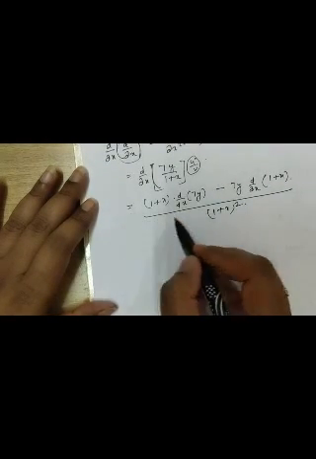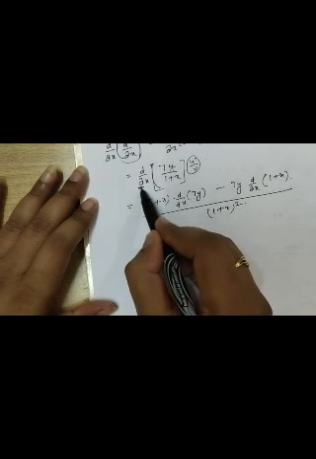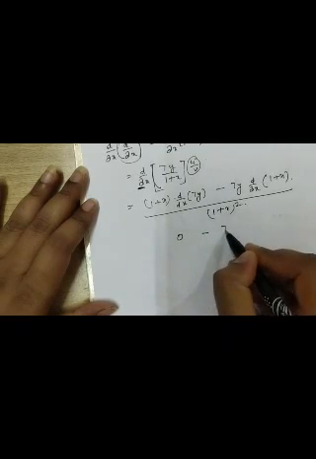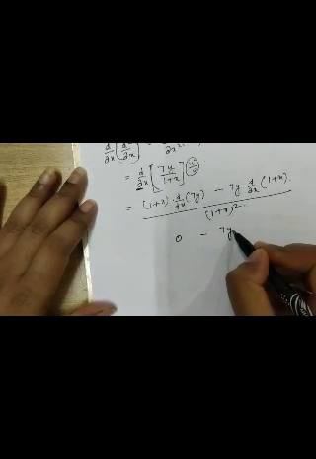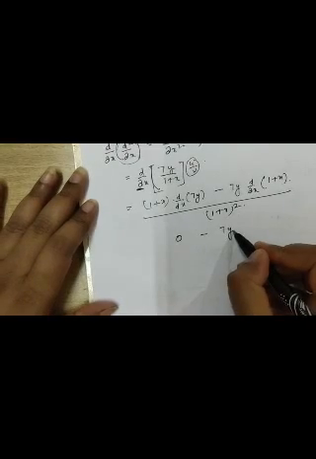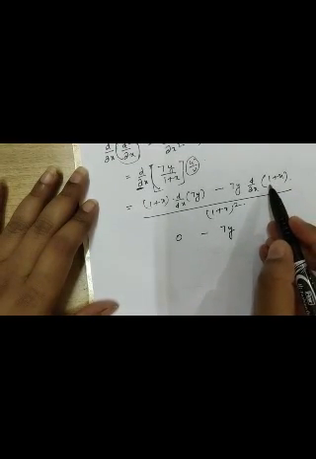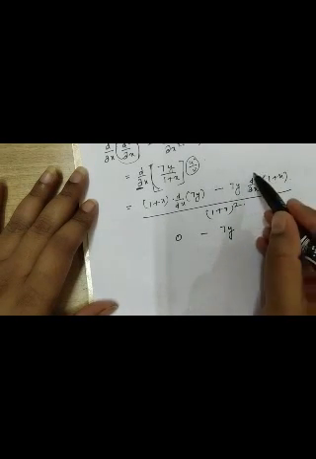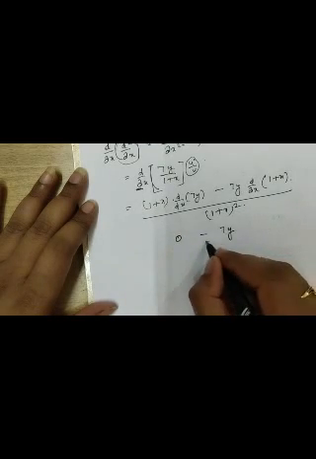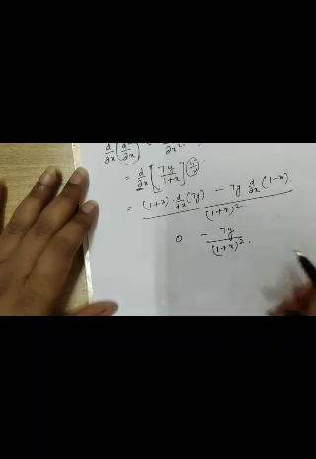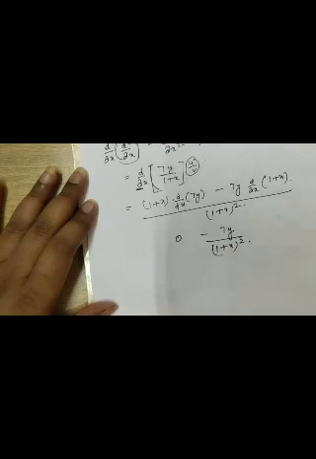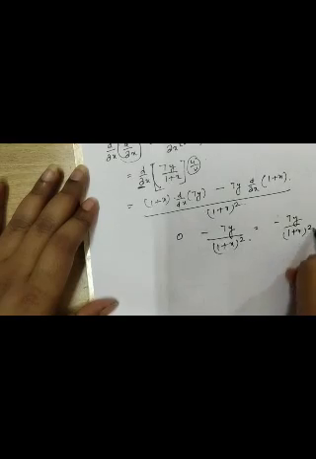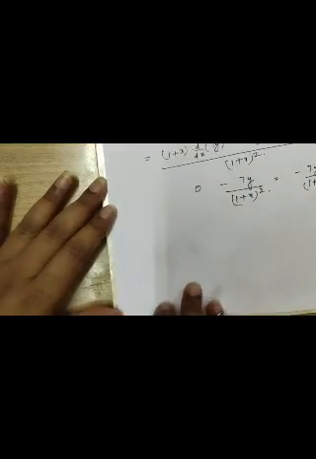What do you get? Again, when you are differentiating with respect to x, y will be constant. So this will become 0 and this will be 7y, right? Minus 7y, by, you are differentiating with respect to x, so 1 plus x square, right? This will be 1, this will be 0, fine. So the answer is minus 7y by 1 plus x square. Fine.